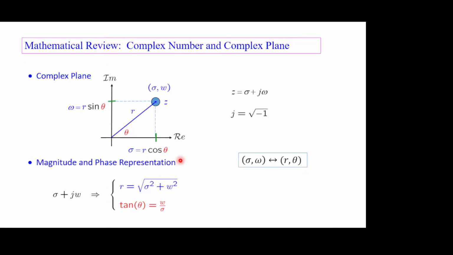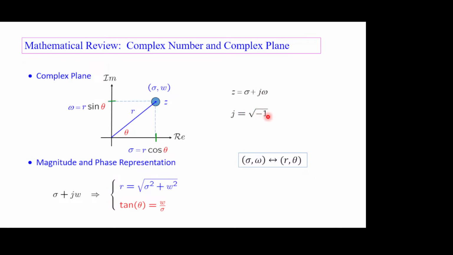But anyway, here's a review of complex numbers. A complex number is the extension of a real number, and it has a real part and an imaginary part. So we write our complex number as the real part sigma plus the imaginary part j omega, and the imaginary unit here is j, which is equal to the square root of minus 1.